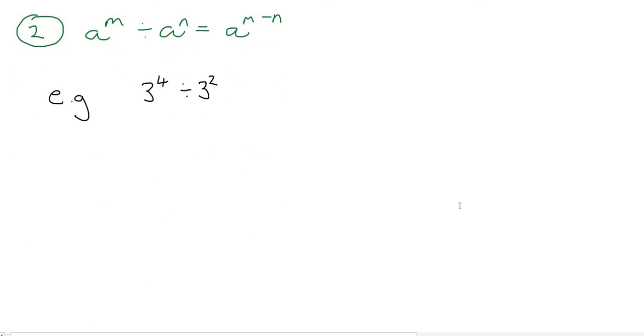Okay, rule number 2 is division. It tells us how to divide two indices that have the same base and powers. So again, another example, let's see what's happening here. This is 3 to the 4, which is 3 times 3 times 3 times 3. And we're dividing by, so I'll write it like this, 3 times 3.